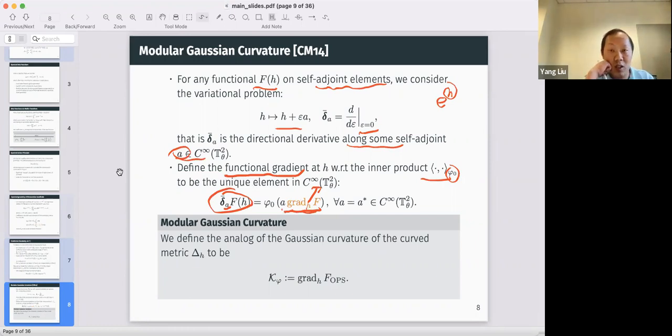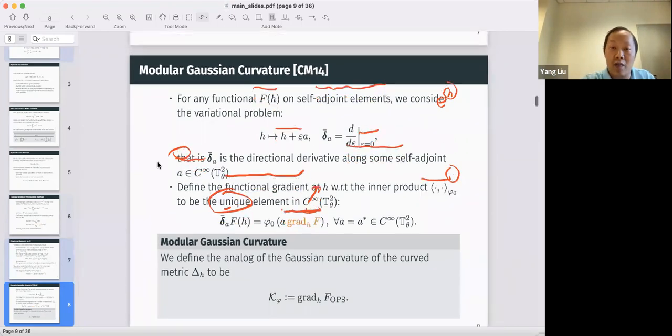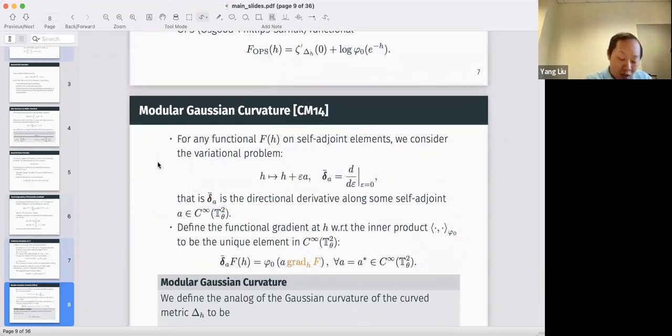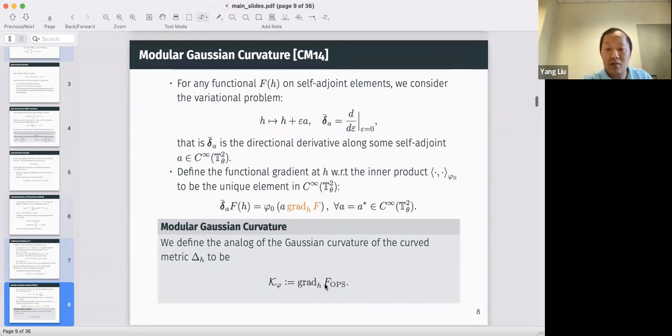So basically, the classical result is that the gradient flow of the functional OPS recovers Ricci flow. Now we translate it to this language. It says that this grad of F actually recovers the Gaussian curvature. So we can take this quantity as the definition of the Gaussian curvature.